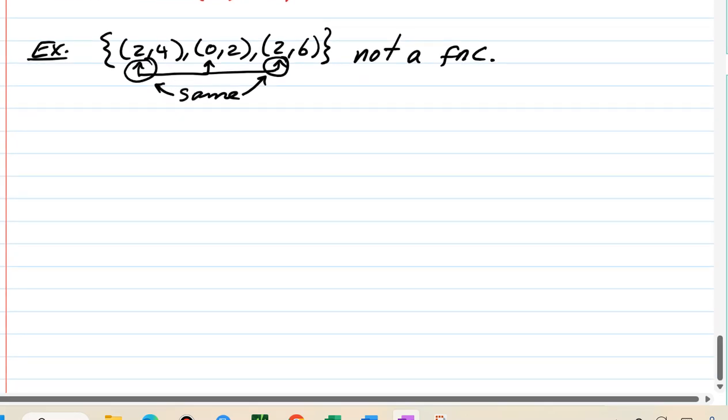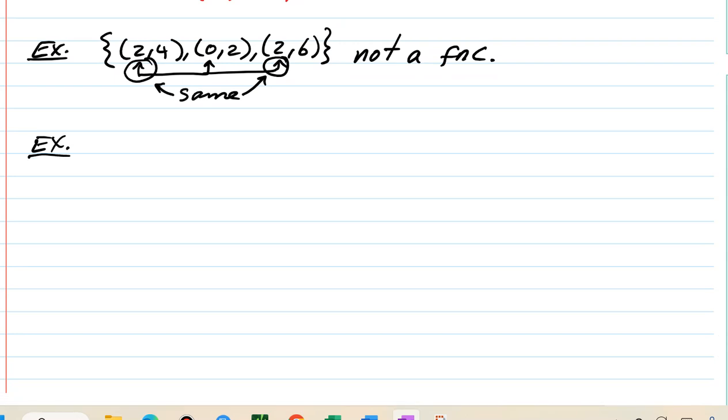What about the graph of a function? Let me just make another one up. Suppose I have a graph of an equation or a relation that looks like that. Can that graph represent a function?